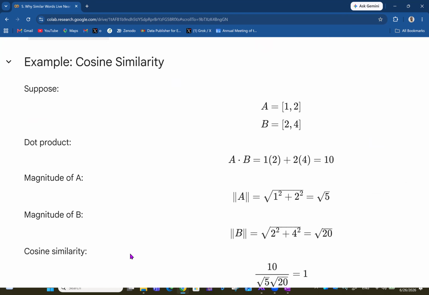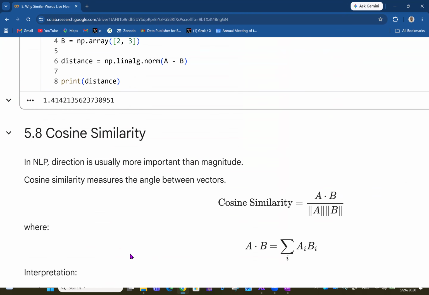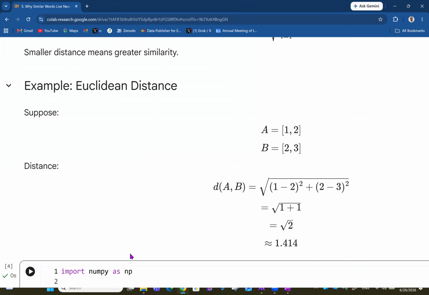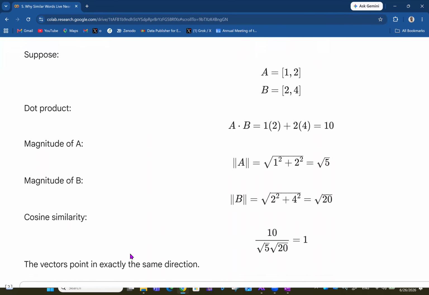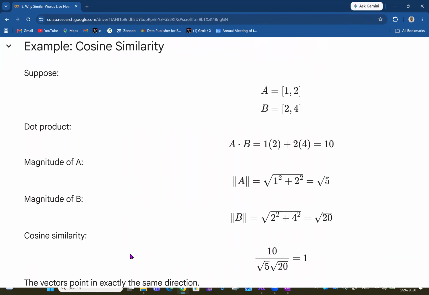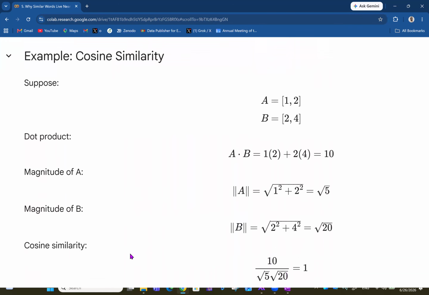Look at this example, similar to before. Before we had (1, 2) and (2, 3). Here we are using (1, 2) and (2, 4). Up there we had 1.414. They are not the same measure though, so we want to be careful about that. Suppose A is (1, 2) and B is (2, 4).